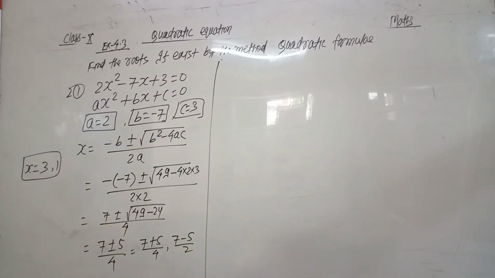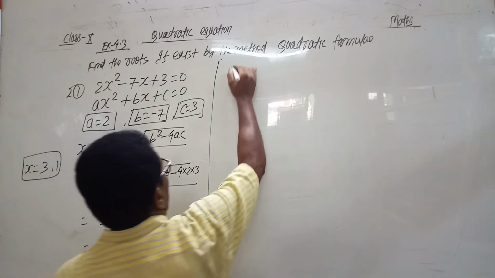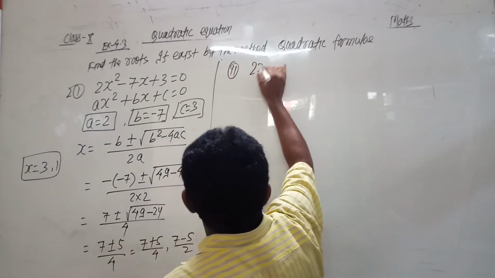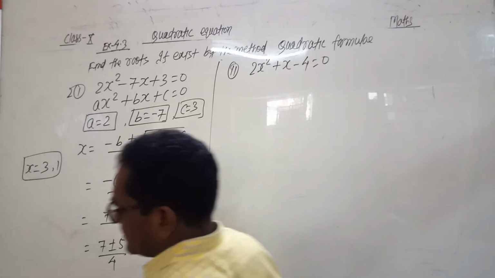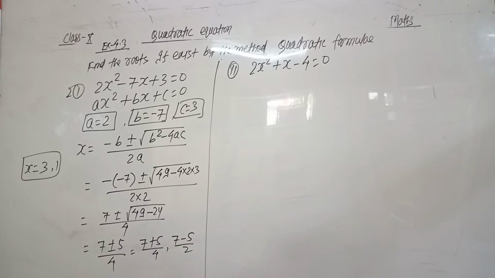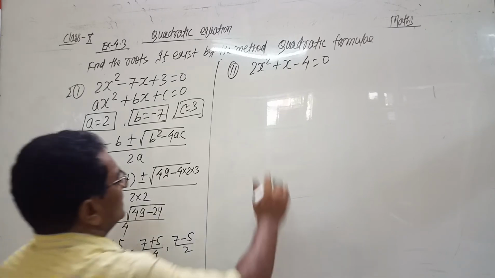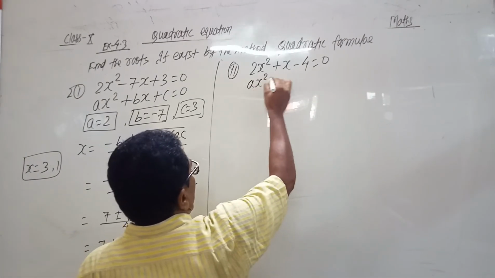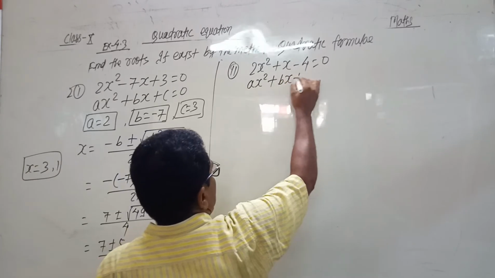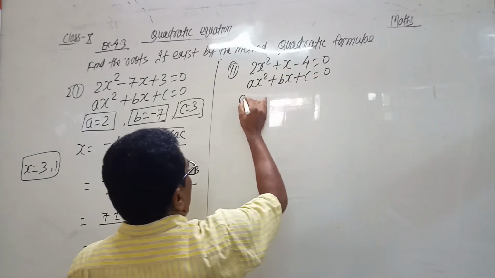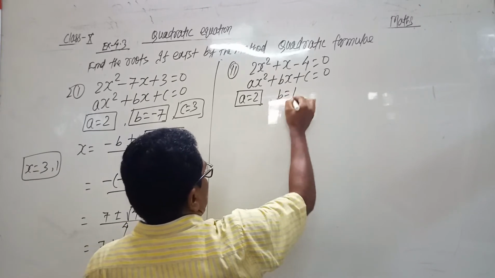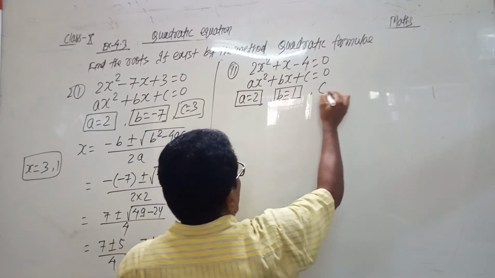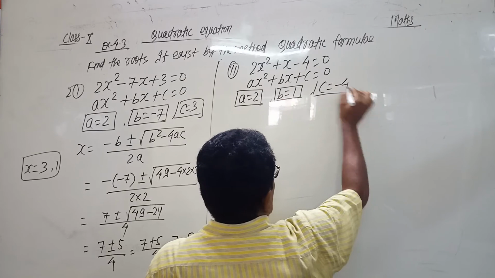The second question is 2x square plus x minus 4 equals to 0. Again we compare with the standard equation ax square plus bx plus c equals to 0. The value of a is 2, the value of b is 1 and the value of c is minus 4.